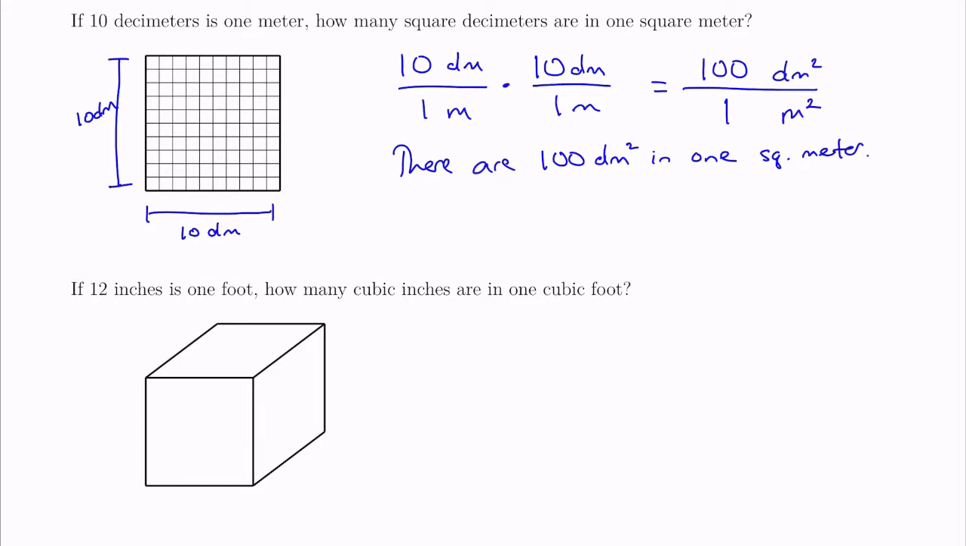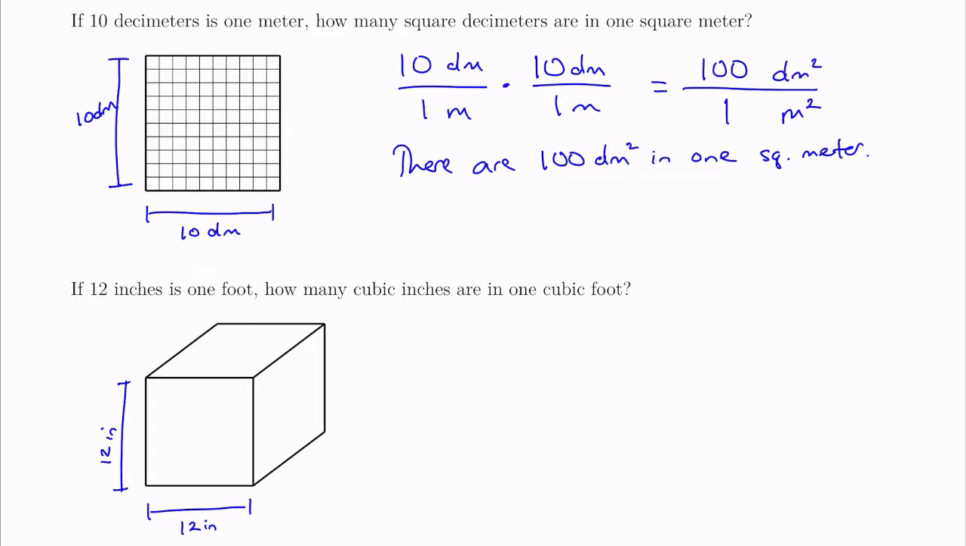Now to consider a three-dimensional version. If 12 inches is 1 foot, how many cubic inches are in 1 cubic foot? We can begin this in a very similar way. Start with an image of a cube, recognizing that we're going to have this cube being 1 cubic foot, so that means it will be 1 foot wide, 1 foot high, and 1 foot deep. But in each one of those dimensions, there's going to be 12 inches. So another way of looking at this is that this 1 cubic foot will have 12 inches across the bottom. It will be 12 inches high on the side, and it will also be 12 inches deep.